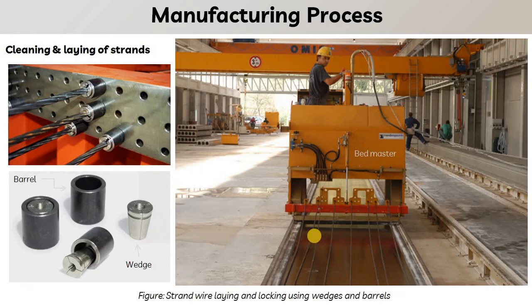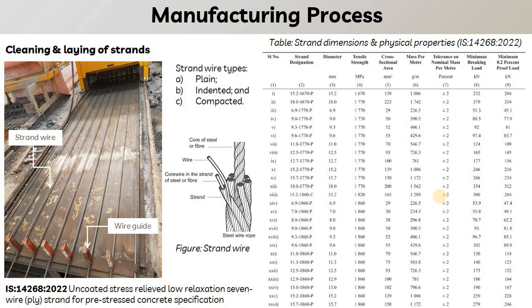So the first step is the cleaning of the bed and laying of the strand wire. Here you can see this is the bed master that is used to clean and wipe up the bed, and then the steel wires are placed along, and then the special lock that is known as wedges and barrel is used on both ends. Using these locks, both sides of the strand wires are locked, and then the stressing will be done.